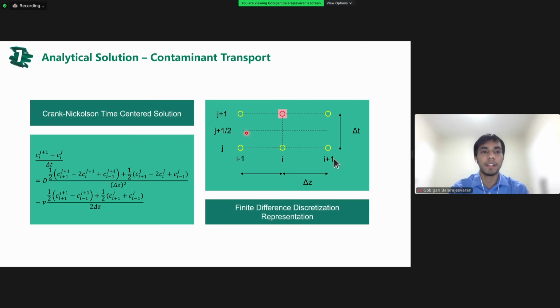So another scheme that we can use is the Crank-Nicolson scheme, and this one is much more stable and accurate compared to the previous two. And because the solution is found at time level j plus half, we would be seeing a second order difference in both time and space.